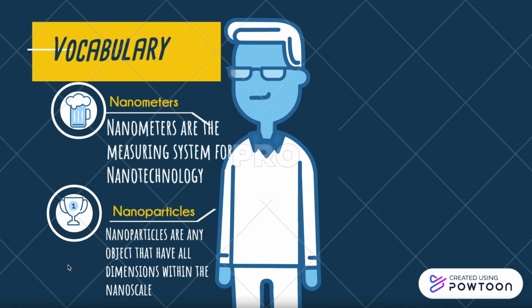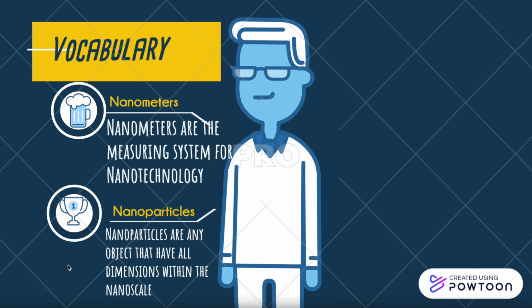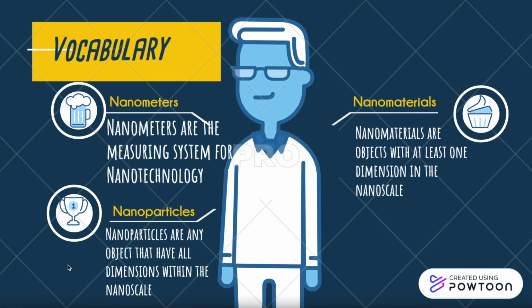Similarly, the next vocab word is nanomaterials. Nanomaterials are objects with at least 1 dimension in the nanoscale. What this means is if I were to give you an object with 3 dimensions, if at least 1 dimension is in the nanoscale, this is called a nanomaterial.